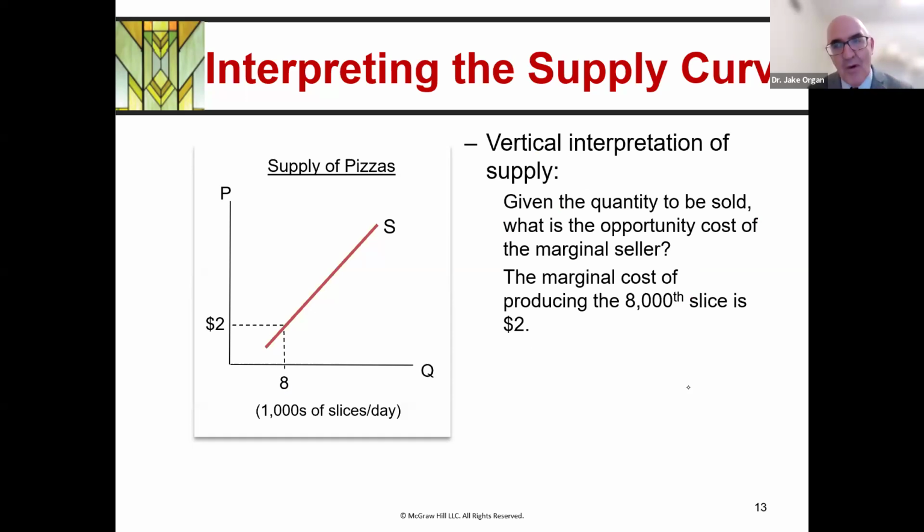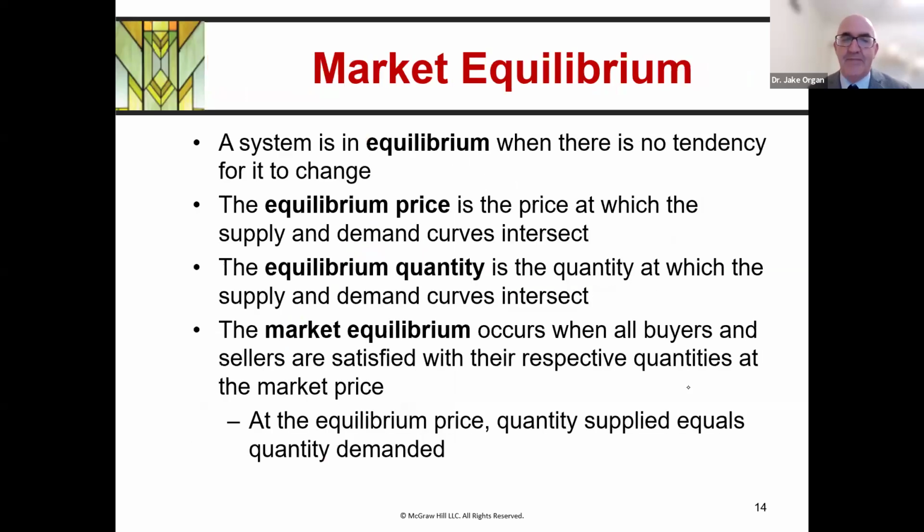Now, we'll unpack a lot more of this on Thursday. We're zooming through some quite difficult ideas. Okay, so you've got your supply curve, you've got your demand curve, and then you bring them together and you get to this wonderful idea of equilibrium. Equilibrium is where everything is at peace.